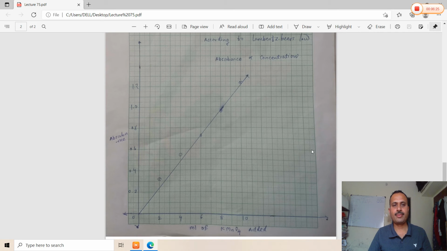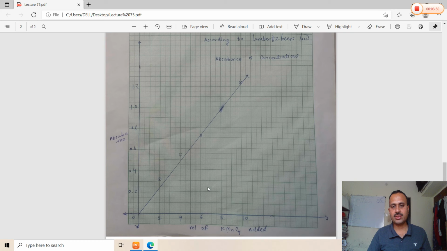Now here we have plotted a graph of absorbance versus ml of KMnO4 added. On the x-axis we have 2, 4, 6, 8 and 10 ml of KMnO4 or, we can say, K2Cr2O7, and on the y-axis the absorbance is 0.2, 0.4, 0.6, 0.8, 1 and 1.2. So the absorbance value is on the y-axis, and on the x-axis there is ml of KMnO4 added, and we locate the points accordingly.